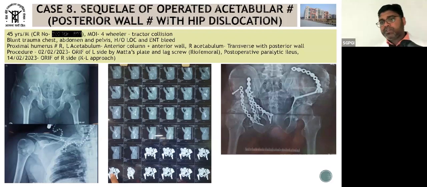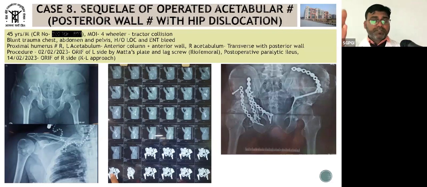So we fixed this fracture. You can see the degree of heterotopic ossification present over there. Heterotopic ossification mainly happens because of the necrosis of the muscles around the hip joint due to the initial injury. So if you do not debride all the muscles properly, the hip may land up with heterotopic ossification.